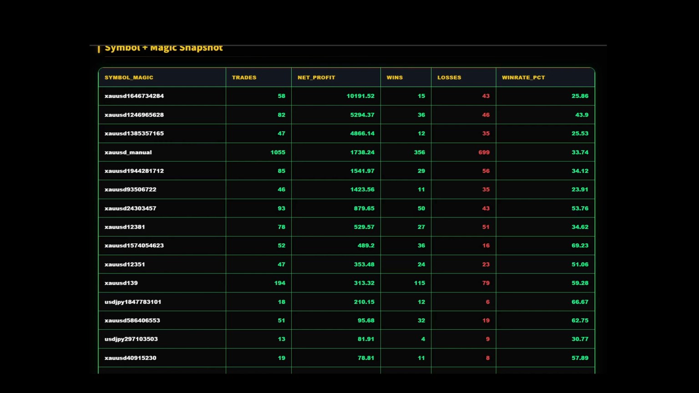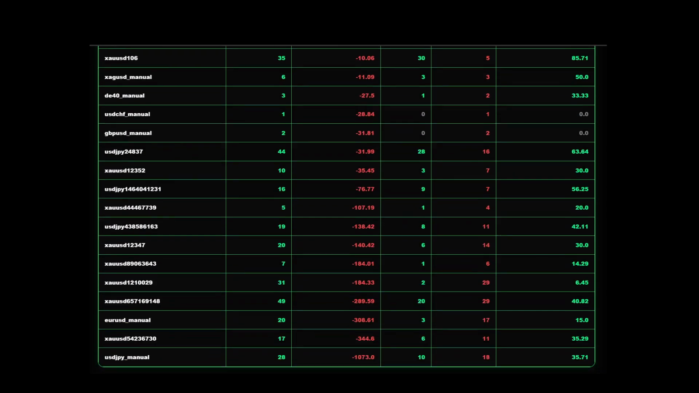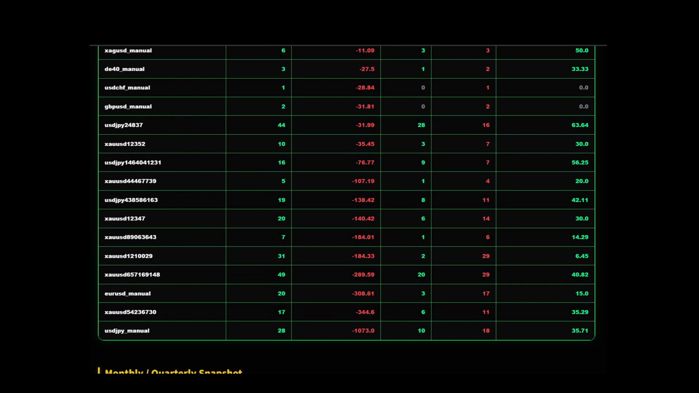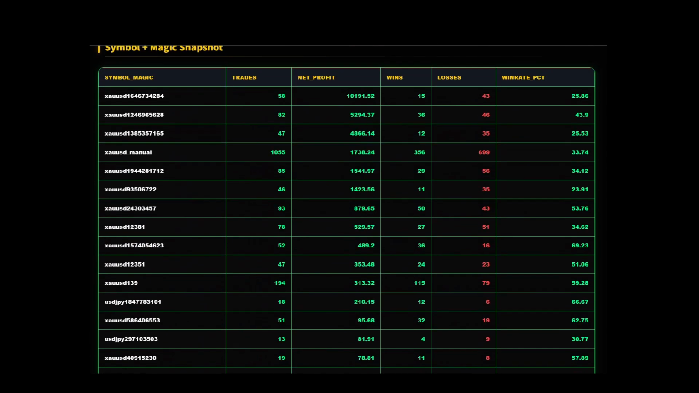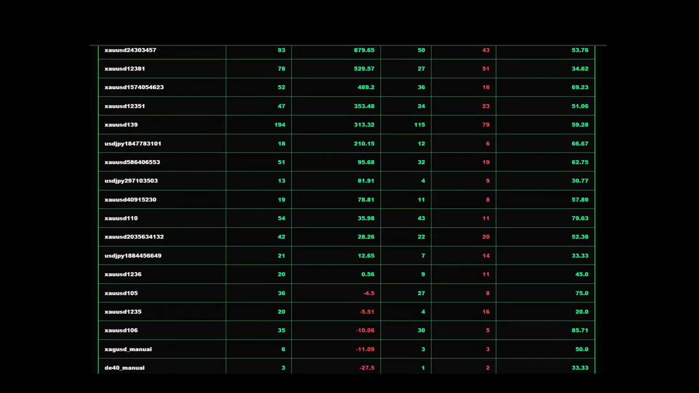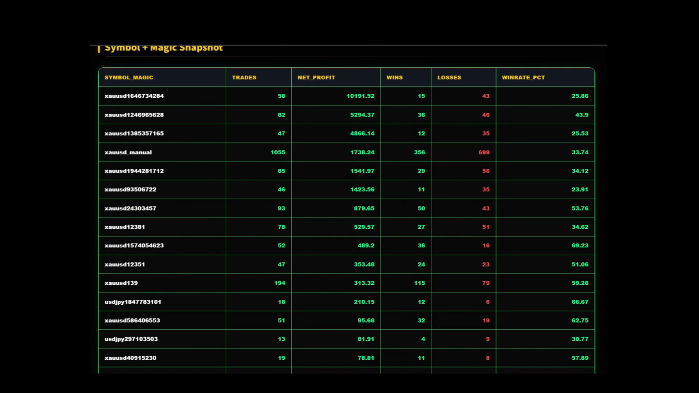This is important because a full statement can hide a lot. One robot can carry the portfolio, another robot can create drawdown. One symbol can be strong, another symbol can be weak. Manual trades can also be separated from EA trades, so this section helps you start locating where the result is coming from. It is not yet the full EA breakdown tool. That tool goes much deeper into robot-level analysis. But this snapshot already gives a clear first component view inside the Strategy Intelligence Report.